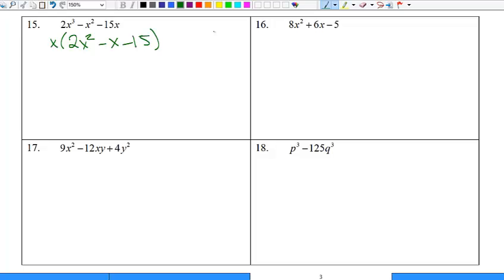Okay, so after the GCF, now we're looking on the inside of the parentheses. Do I have 2, 3, or 4 terms? In this case, I have 3, so it's a trinomial, which is going to be a harder trinomial, and the reason it's a harder trinomial is because the leading coefficient is 2. Now there's two methods that we can use to factor the hard trinomial.